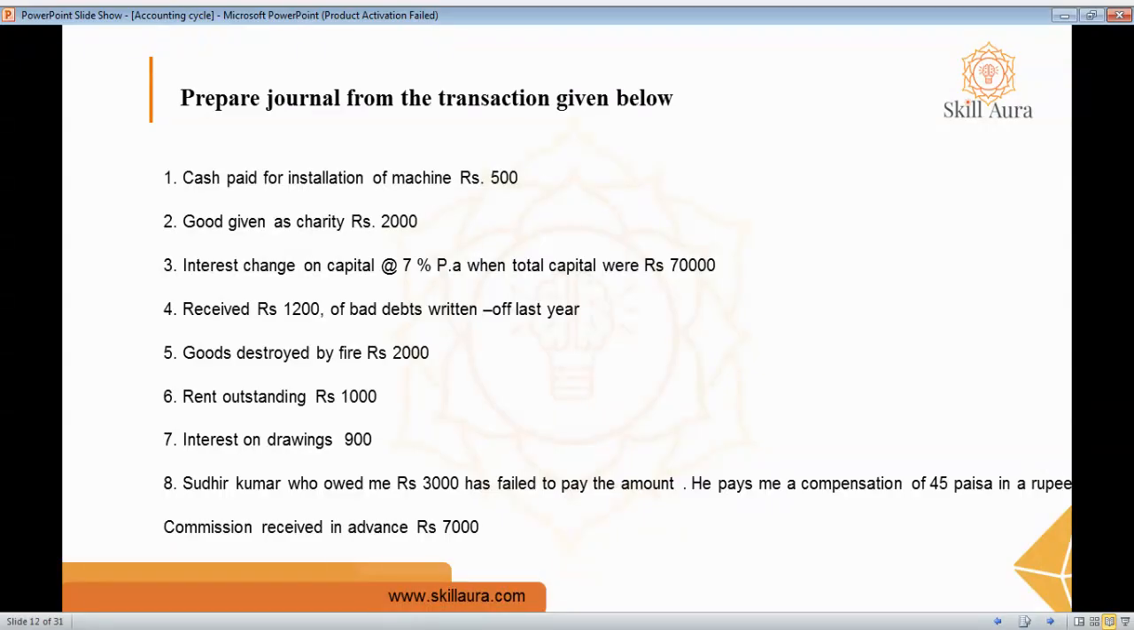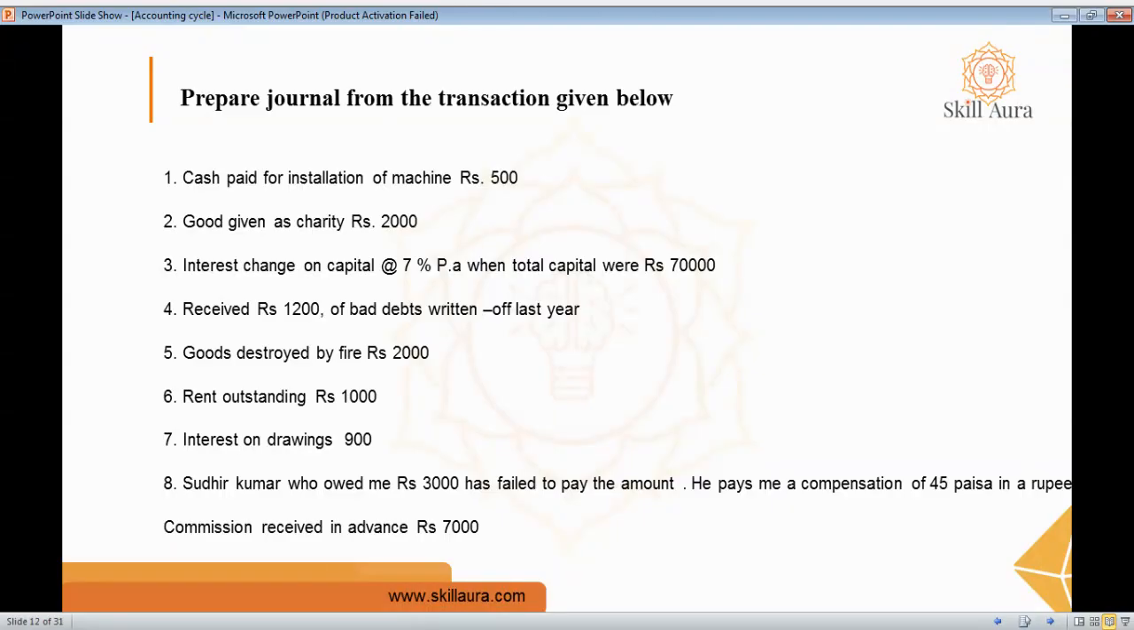The next transaction is received 1,200 of bad debts written off last year. Here it is related to the bad debts written off. So here in the debit column, the cash account to record the increase in cash due to receiving the bad debts. You'll enter in the debit column cash account 1,200, and bad debts written off account in the credit column 1,200, so it will be balanced.